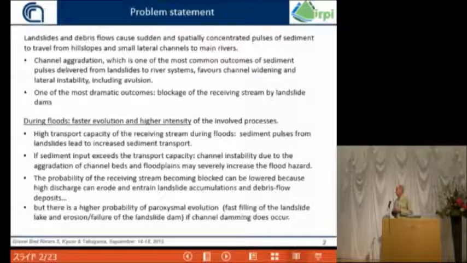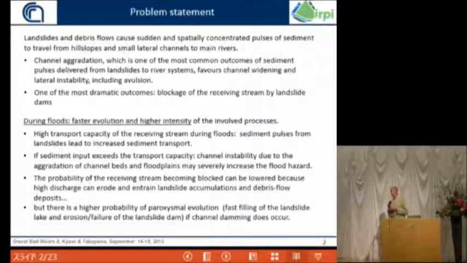Basically, the key is the fast evolution and the high intensity of all processes involved. The sediment transport during a flood can be substantially increased by the input from landslides and debris flows. But if sediment inputs exceed the transport capacity, channel instability takes place, and this occurs exactly during a flood. The inundation hazard is thus increased, and this can be an important process that could also make unreliable the estimation of flooding based only on hydraulic modeling of water.